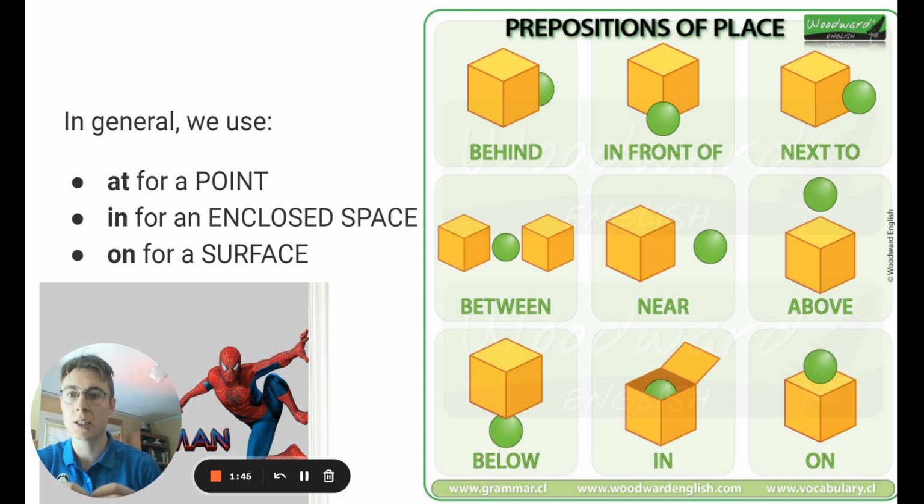In is a little bit more broad of a category, and it's when you're inside an enclosed space. So I'm in my room right now. I'm also inside my house, so in my house. On is usually used to refer to when something is resting on top of something else, such as the ball in this example is on top of the box.